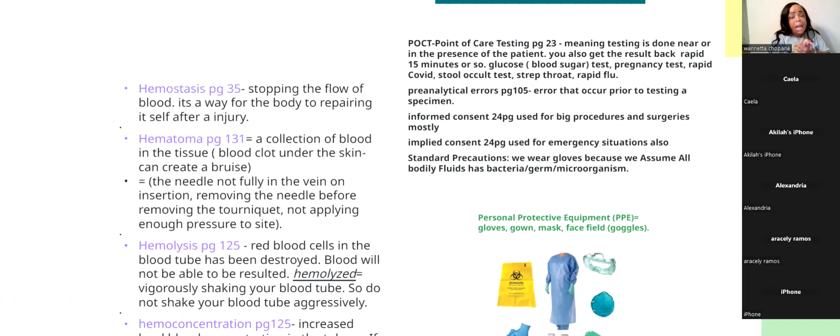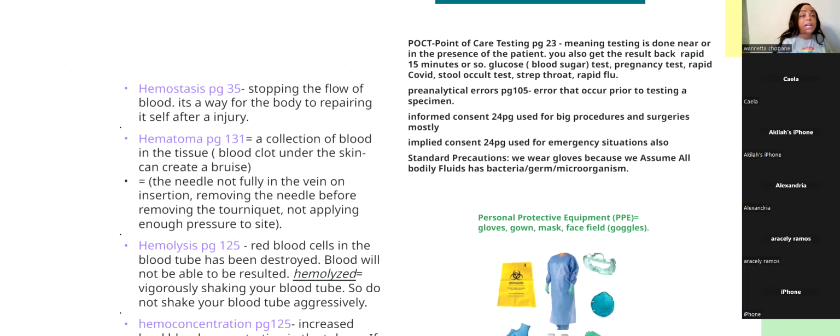Hematoma, a collection of blood in the tissue, also known as a blood clot underneath the skin, and it can cause a bruise on top of the skin. How can a hematoma be created? If the needle is not fully in the vein on insertion, or if you remove the needle before removing the tourniquet, or if you do not apply enough pressure at the site, okay? Hematoma.